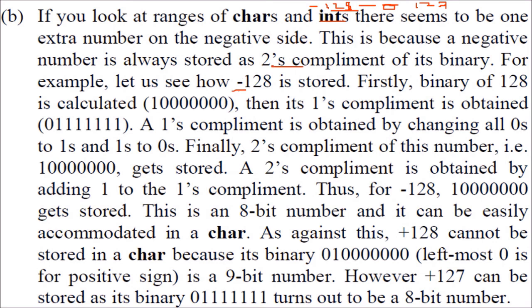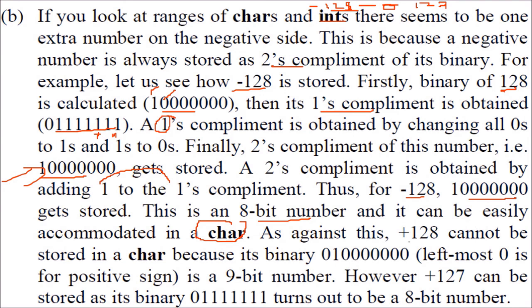So let us see minus 128. What is the binary of 128? Let us not take minus now. 128 is simply this one. Let us take the 1's complement, which is simply making 1 to 0 and 0 to 1. So this will be the 1's complement. Now for the 2's complement, the 1's complement is added with 1. So we just add 1 to this. So the 2's complement will be this, and this gets stored. So a 2's complement is obtained by adding 1 to the 1's complement, where the 1's complement is simply changing 0 to 1 and 1 to 0. So minus 128 gets stored as this 8-bit number, and this can be easily accommodated in a character because it is an 8-bit number.